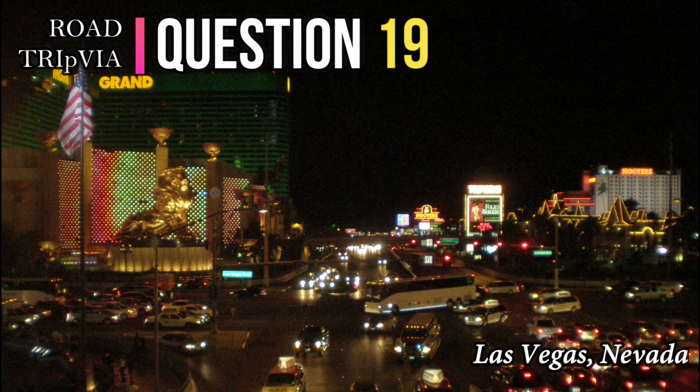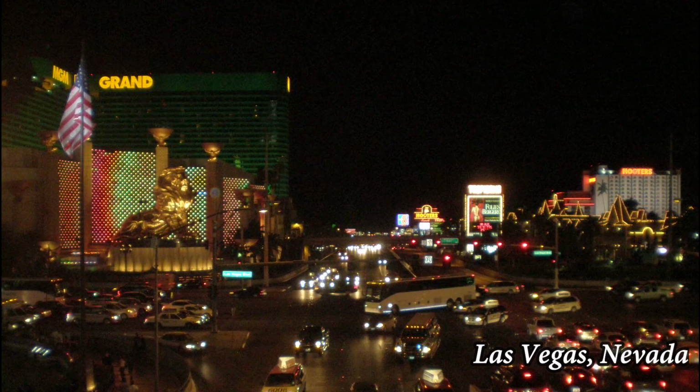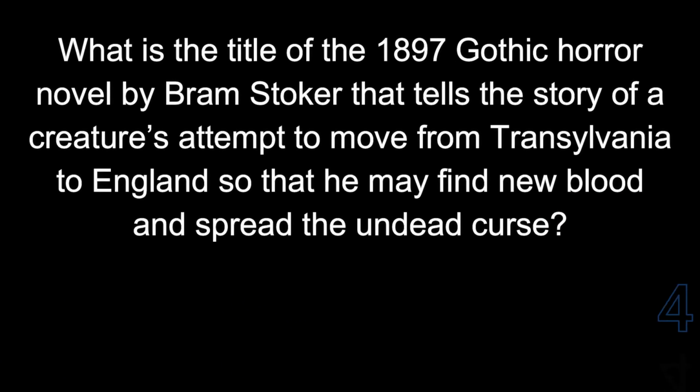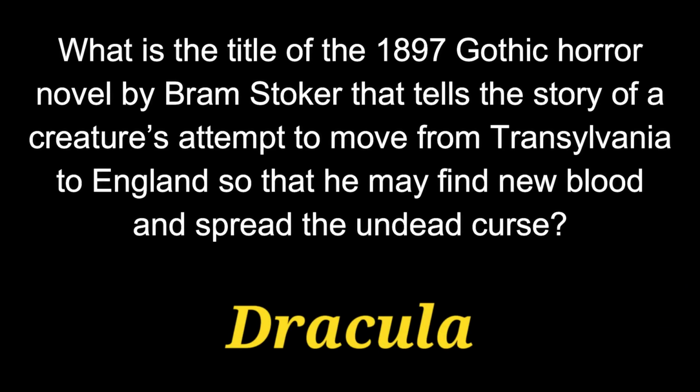Question 19. What is the title of the 1897 Gothic horror novel by Bram Stoker that tells the story of a creature's attempt to move from Transylvania to England so that he may find new blood and spread the undead curse? The answer is Dracula.